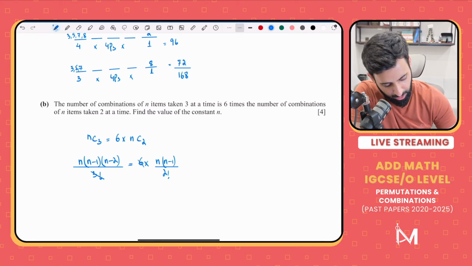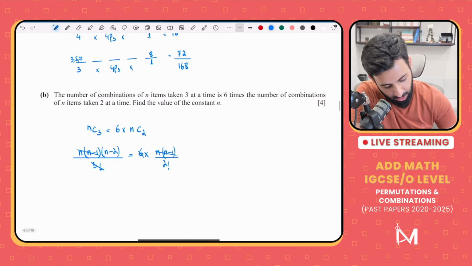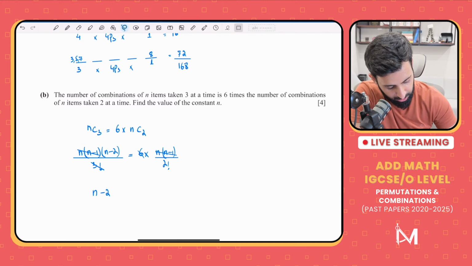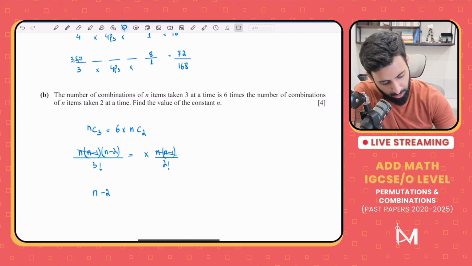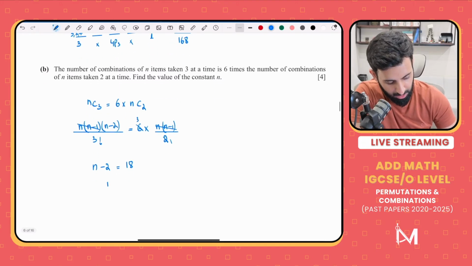All right, we can cross out n into n minus 1 with n into n minus 1. So thankfully, we're not dealing with a quadratic equation anymore. All we have is basically n minus 2. Oh, wait a minute. मैं इसको ऐसे थोड़ी cancel कर सकता हूँ. 3 factorial और 6 को ऐसे थोड़ी cancel कर सकता हूँ. ये तो एक numerator में एक denominator में. I can't cancel it like this. Okay. So here's what I can do, however, since 2 factorial is basically equal to 2, 2 1s are 2, 2 3s are 6, and 3 factorial is 6, 6 times 3 is equal to 18. Okay, so that means n is equal to 20. That's your answer. Okay, and you're getting 4 marks for this.